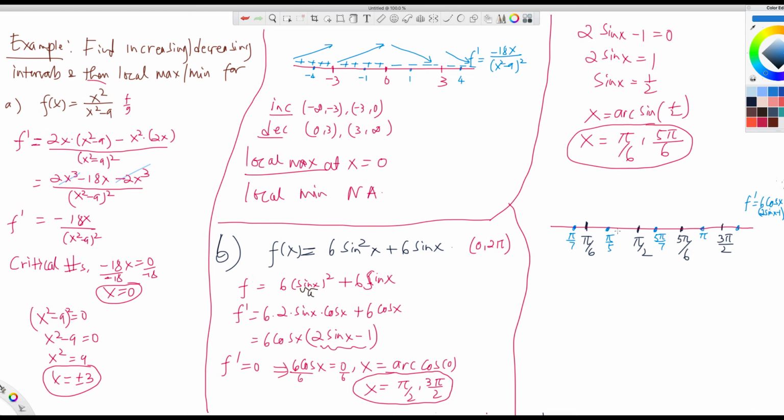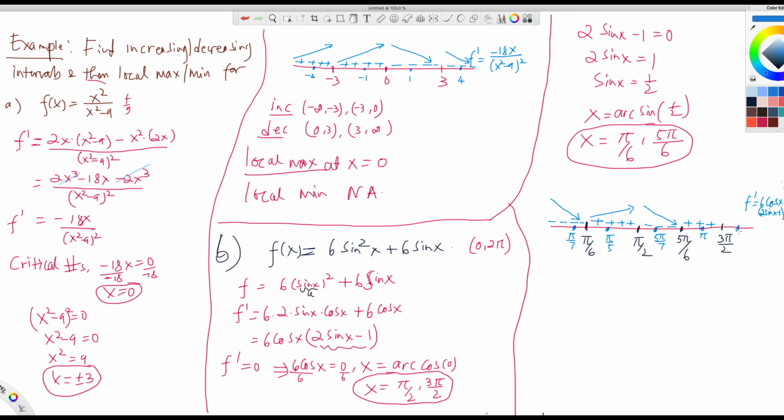Okay guys, now what I do is plug in these values in my f prime and take the sign. Let me enter it in the calculator. So you will get positive sign there, plus plus plus. You can basically plug in that pi. It is easier to plug in here, right? 6 times cosine pi is -1. 6 times -1 is -6, times 2 sine pi. Sine pi is 0, so that will be 0 minus 1 is -1. So -6 times -1 will be +6. So this will be positive.